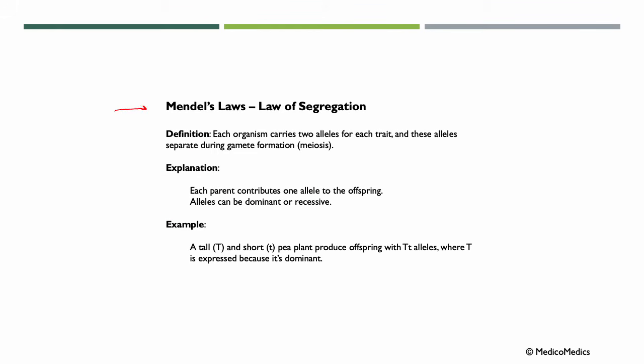Now let's begin with his first law, which is the law of segregation. The law of segregation states that an organism inherits 2 alleles for each trait, one from each parent. And during gamete formation, which is meiosis, these alleles separate so that each gamete, each sperm or egg, carries only one allele for a given trait.